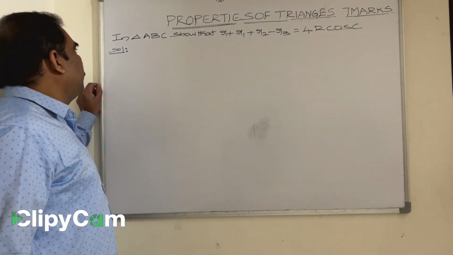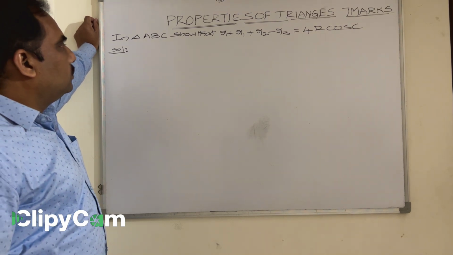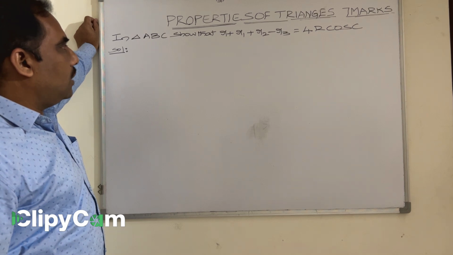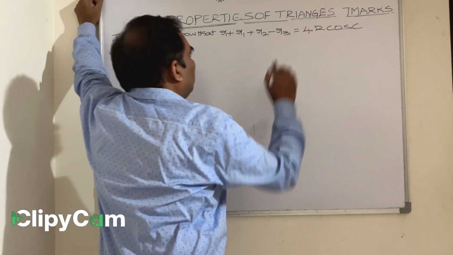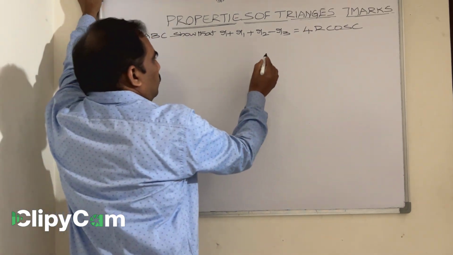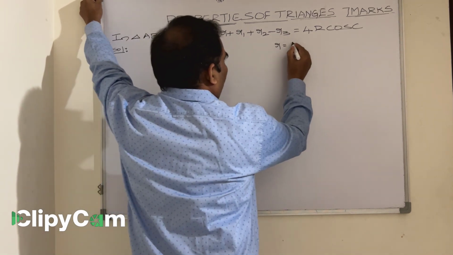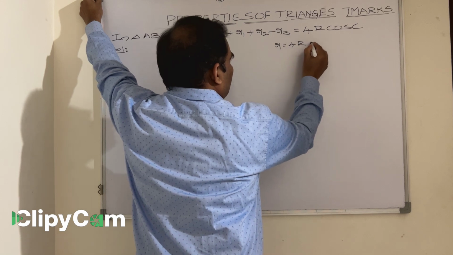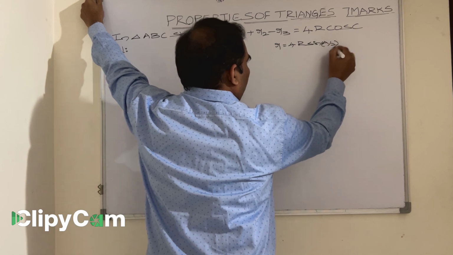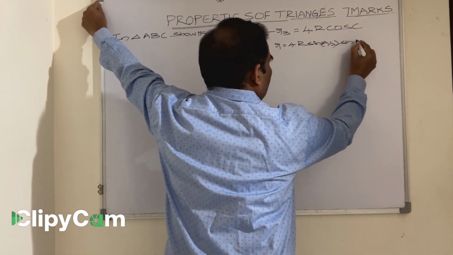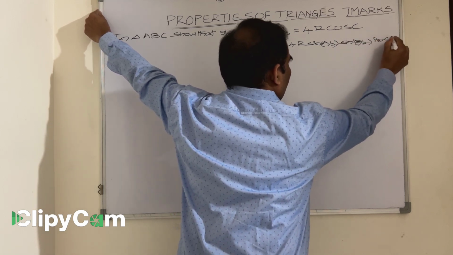So in this video, we have to prove that in triangle ABC, r plus r1 plus r2 minus r3 is equal to 4R cos C. Here, we know that small r is equal to 4R sin A by 2 sin B by 2 sin C by 2.